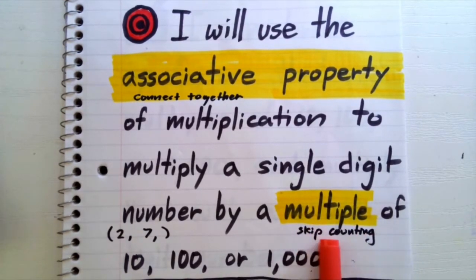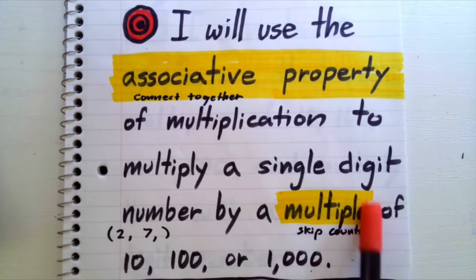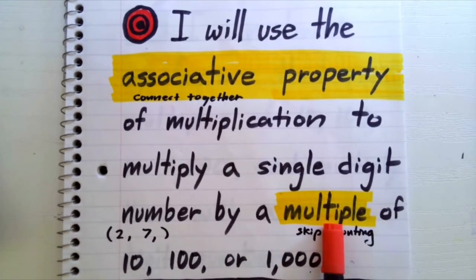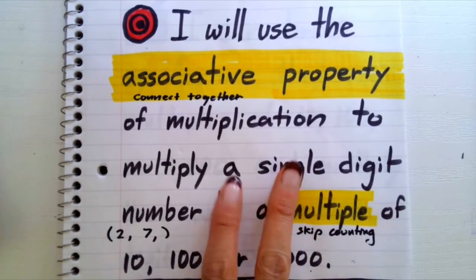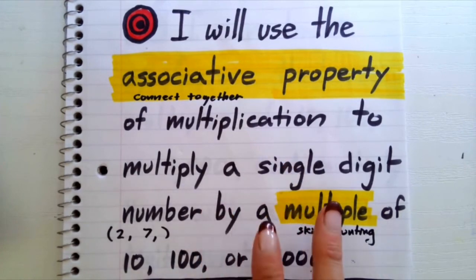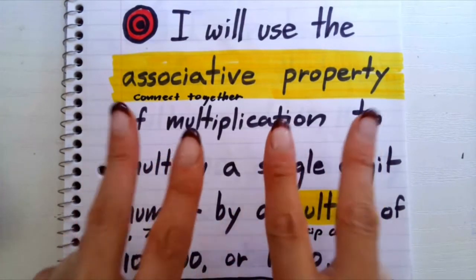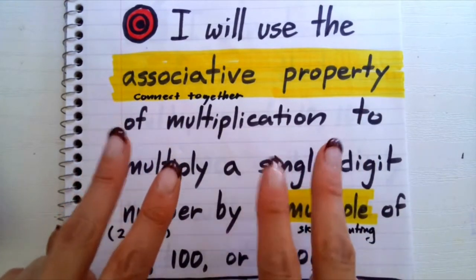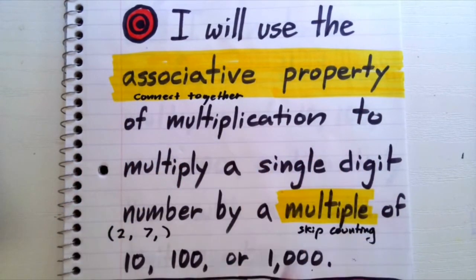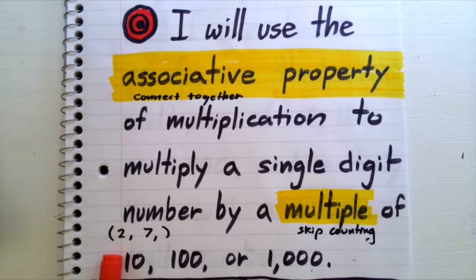Multiples are when we are skip counting. Multiple means more than one or many. If I have one set of 2, it's just worth 2. But what if I have more than one? If I have 2 sets of 2 fingers, that's 4 fingers. 4 is a multiple of 2. When we say a single digit number, we just mean a number with one digit in it, like 2 or 7.